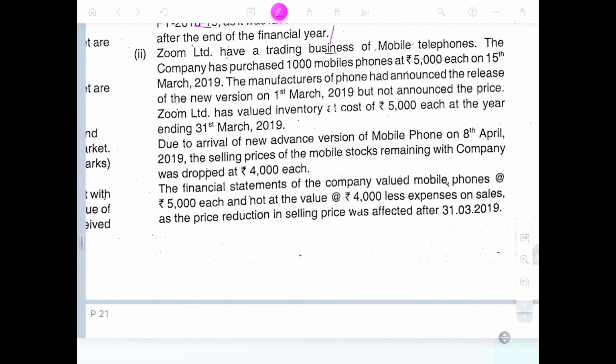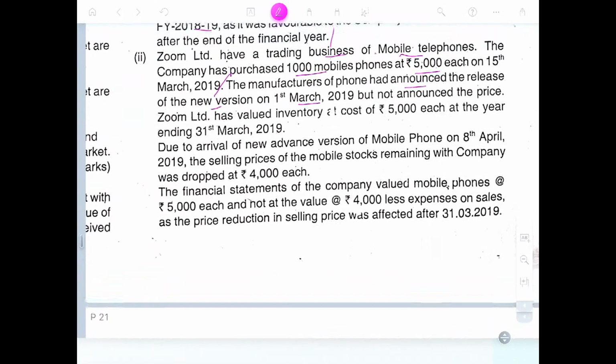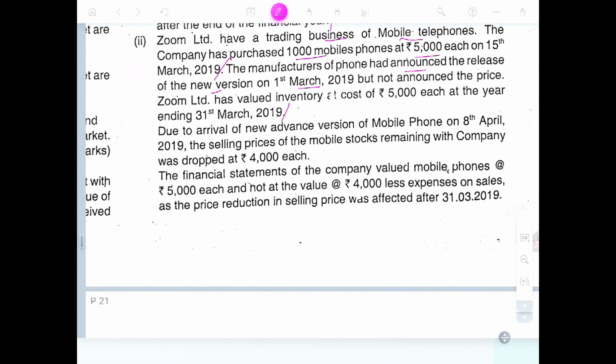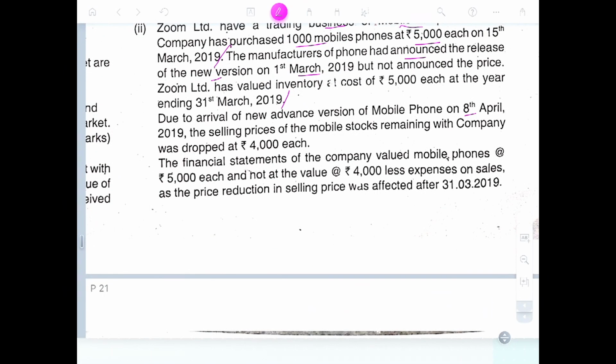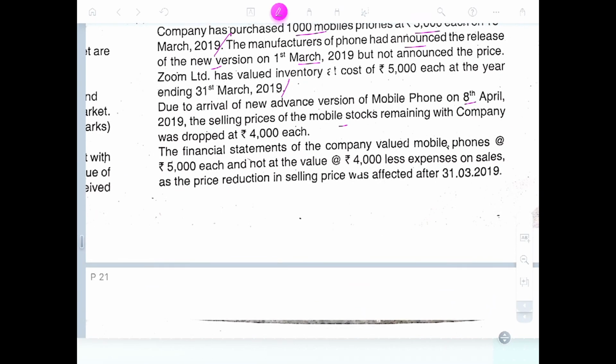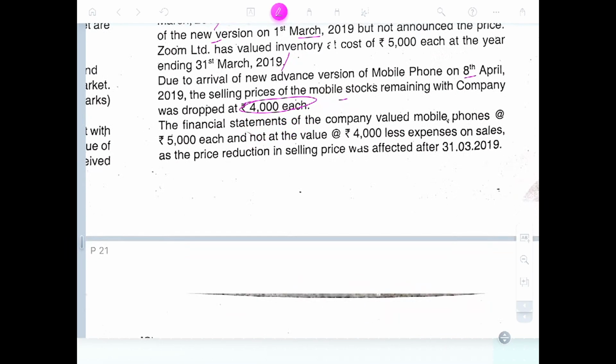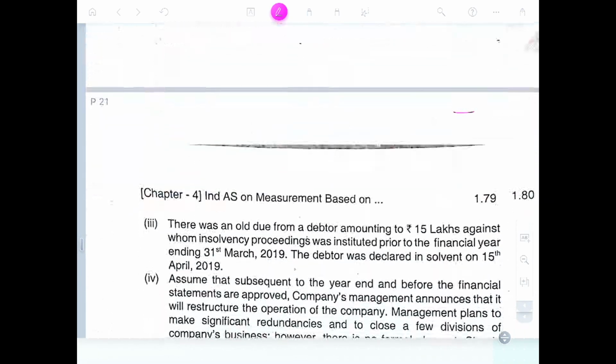Zoom Limited is a trading business for mobile telephones. The company purchased 1,000 mobile phones for 5,000 each on 15th March. The manufacturer of the phone announced the release of a new version on 14th March, but did not announce the price. Zoom valued inventory at cost of 5,000 each at the end of 31st March. But due to the arrival of a new advanced mobile phone on 8th April, the selling price of the remaining stock dropped to 4,000 each. The financial statement of the company valued the phone at 5,000 each, and 4,000 less expenses on sales is the price reduction effect at 31st March.